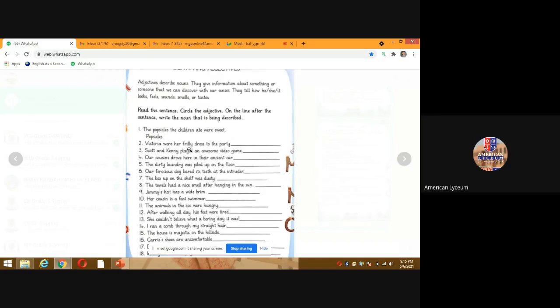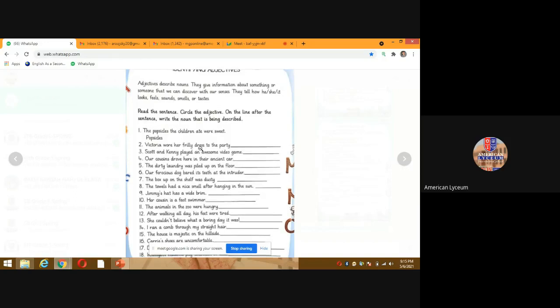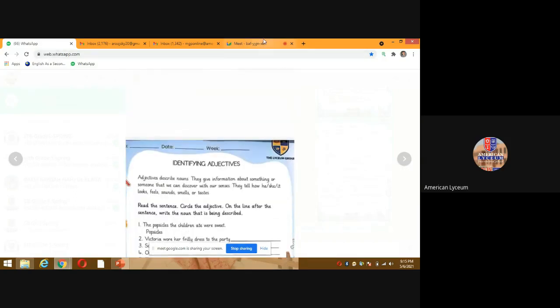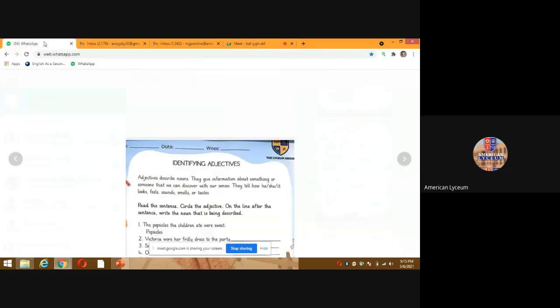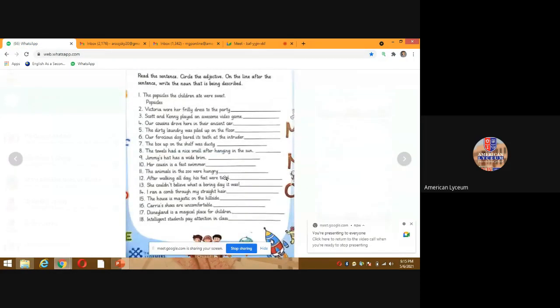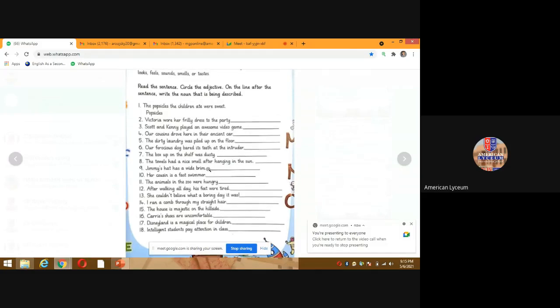So here frilly is the adjective and dress is a noun. Dress is a noun. So write dress in the blank. Okay.